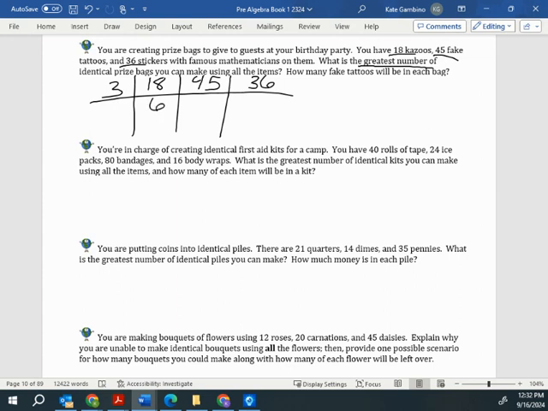18 divided by 3 is 6. 45 divided by 3 is 15. 36 divided by 3 is 12. I started to write the wrong number and I caught myself. I had to stop and think. 12.